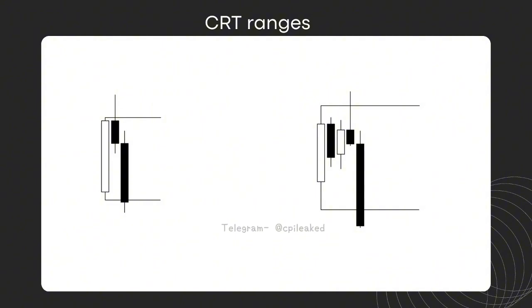And the second we've got is the inside bar CRT. These types of CRT are more high probability than the three candle CRT, but almost both of them work accurately, right?